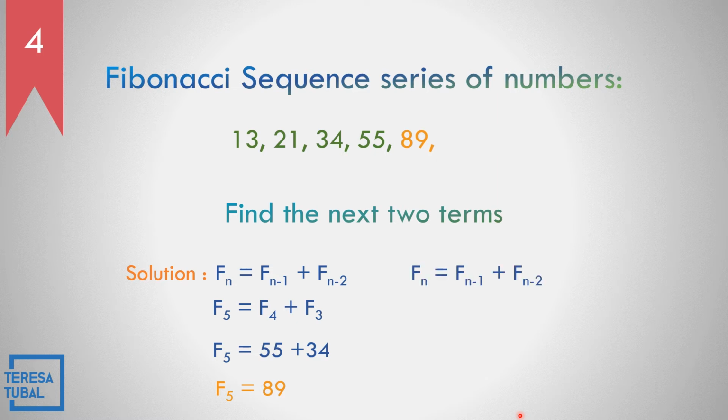How about the next after 89? That is f sub 6. F sub 6 is equal to the previous, f sub 5, plus the term before the previous, f sub 4. So f sub 6 is equal to 89 plus 55. The answer is 144.